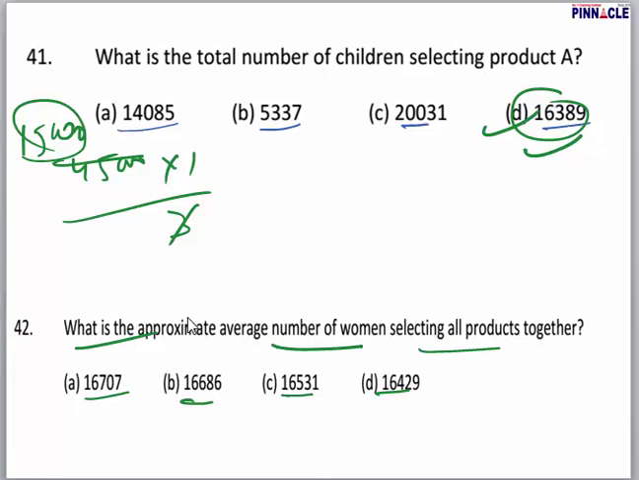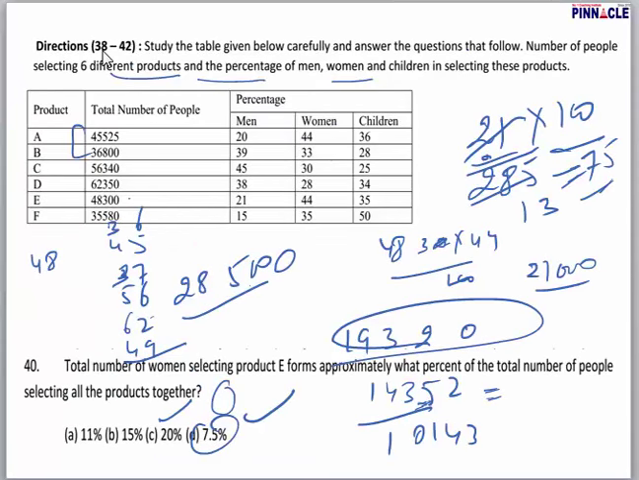Now the next question, question number 4. Let's solve this question. What is the approximate average number of women selecting all products together? Go back to selecting all women together. 44%: first you calculate 44% of this, then 33% of this, then 30% of this, then 28% of this, then 44% of this, and then 35% of this, and ultimately you add, and you will get the answer.